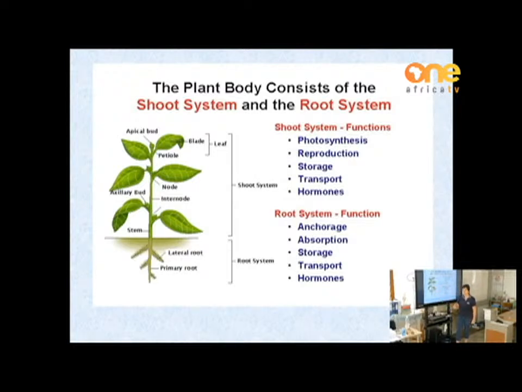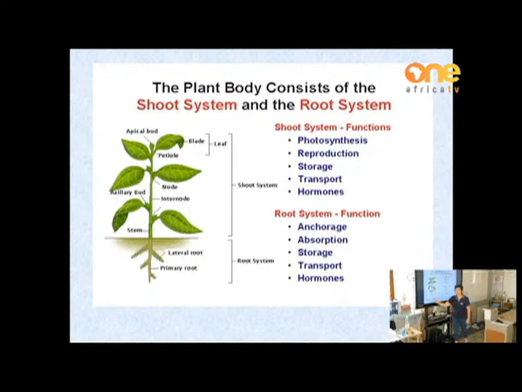When we look at the plant, we know that there is a shoot system and a root system. What is interesting is that we always find the shoots to grow in an upwards direction, and many times we realize that they grow towards the sun. Because we know that the function of the shoot system is photosynthesis, reproduction, storage, transport, which is done by the xylem and the phloem, and there are also hormones produced in the shoot system.